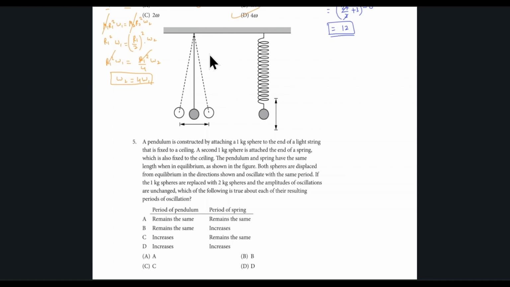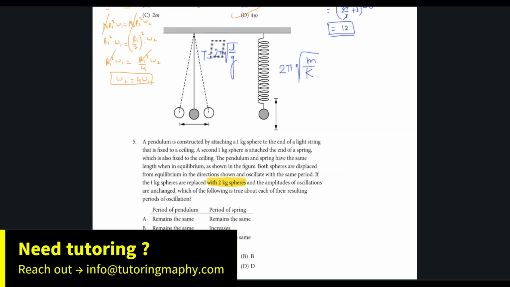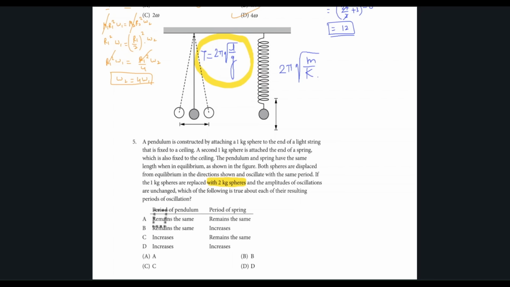We need to know the formula for the period for both, right? This one has 2 pi root L over g, and this one has 2 pi root m over k. If the amplitude is not changing and no other parameter is changing except the mass being doubled, we can clearly see that the pendulum has nothing really to do with the mass. In this formula, you can see there's no mass, right? So it's going to remain the same for the pendulum.